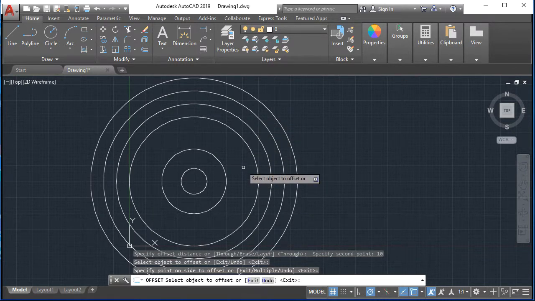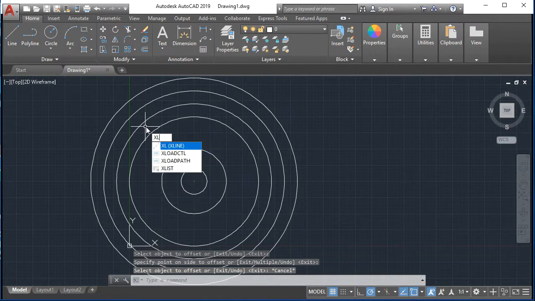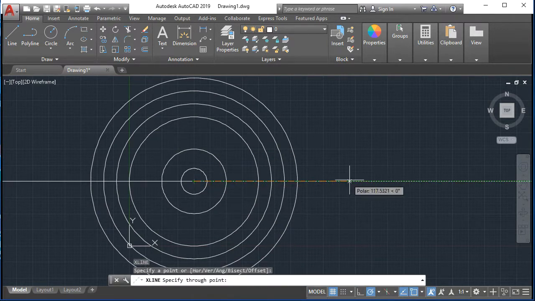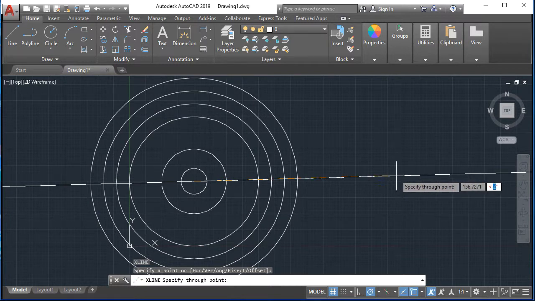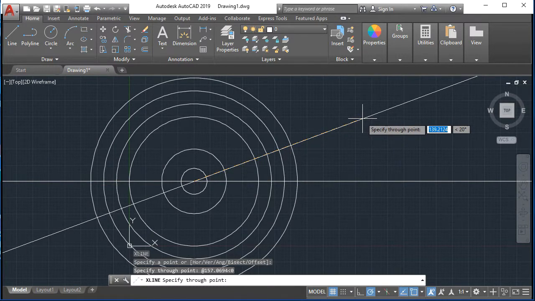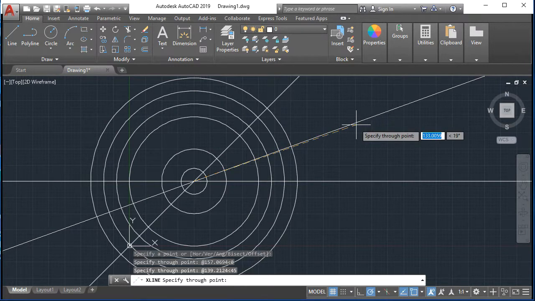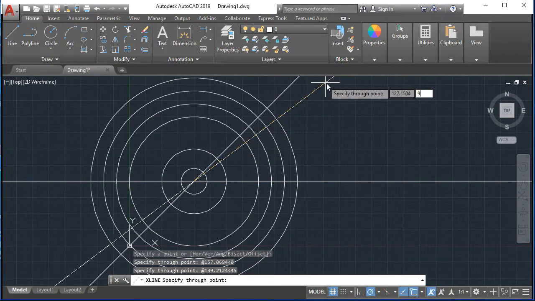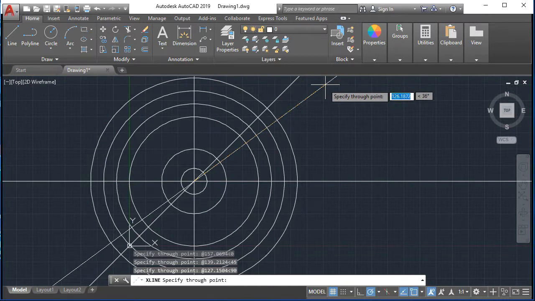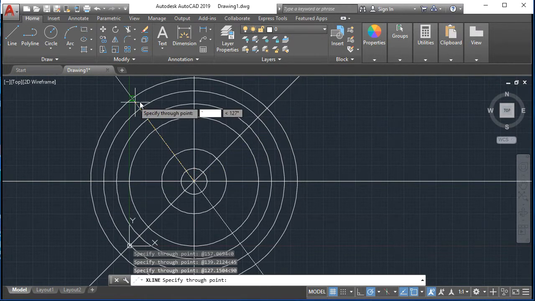Now I am taking two lines, that is X line. XL, enter. This is the base point. From the base point, at 0 degrees, and 45 degrees, and 90 degrees. So we have found these three.